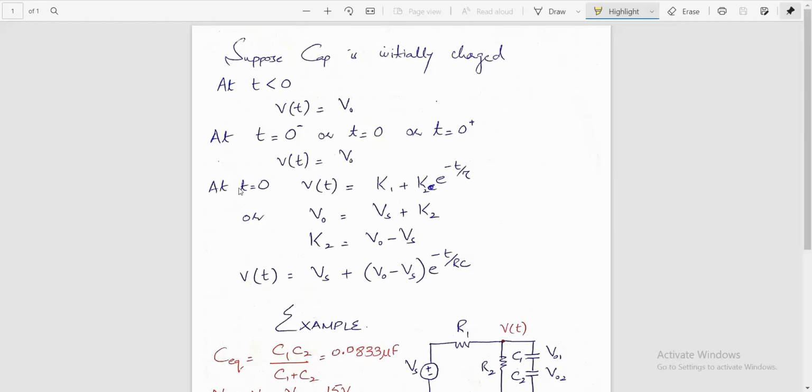Since I already told you that the capacitor does not allow an instantaneous change in its voltage, so at time t is equal to 0 plus, the initial charge of the capacitor will be there and there will be no extra charge right at the instant of the closure of the switch, which will be added to the capacitor's initial charge, right? So at time t is equal to 0 minus, or t is equal to 0, or t is equal to 0 plus, all these instances are very much close to each other. We can say that the voltage at the capacitor is V naught.